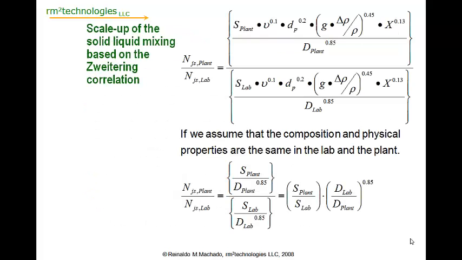To scale up based upon the Zwietering correlation, we can now take the ratio of the NJS for the plant and the NJS for the lab. Assuming that we have the same physical properties of particle size and solution properties in the large and small scale, which is what we're striving for, we see that they actually cancel. And now the NJS for the plant depends only upon the diameter of the impeller and the S values for the plant and the lab. With the S values known and the diameters measured, we can now calculate the actual requirements for the plant.